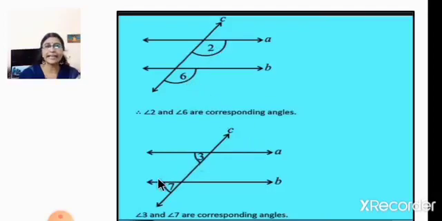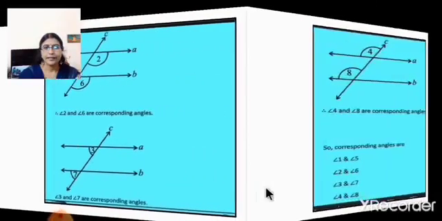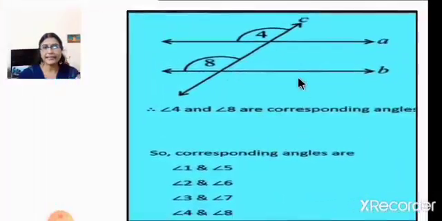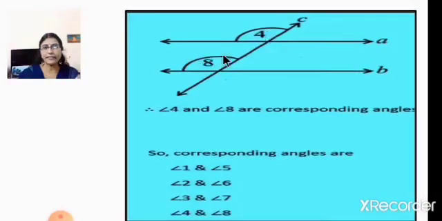Similarly, angle 3 and angle 7, if you take the other side, the lower left side, are corresponding angles. One more pair of corresponding angles is angle 4 and angle 8, which is on the upper left side. Angle 4 and angle 8 are also corresponding angles. So this way we have got 4 pairs of corresponding angles. First pair was angle 1 and angle 5. Second pair was angle 2 and angle 6. Third pair was angle 3 and angle 7. And fourth pair was angle 4 and angle 8.